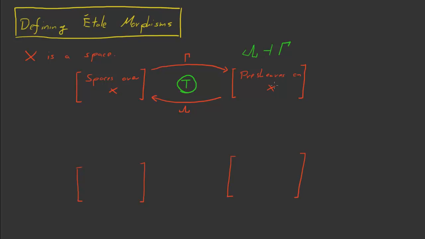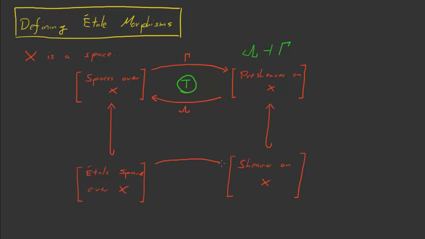So the subcategory of the category of presheaves on X, that's going to be something familiar. That's going to be the category of sheaves on X. That's a subcategory over here. And on the spaces side, this will be the subcategory of Etale spaces over X. That'll be a subcategory of the category of spaces.